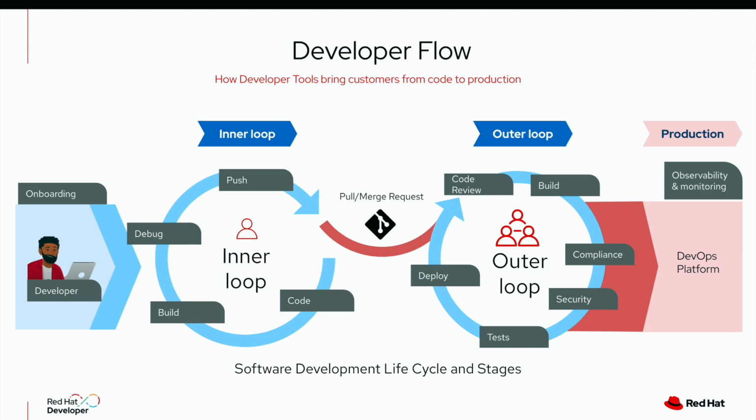The outer loop activities involve building the complete code branch on the DevOps platform, followed by a series of comprehensive tests, including security and compliance checks. Once these steps are successfully completed, the code is deployed to production.